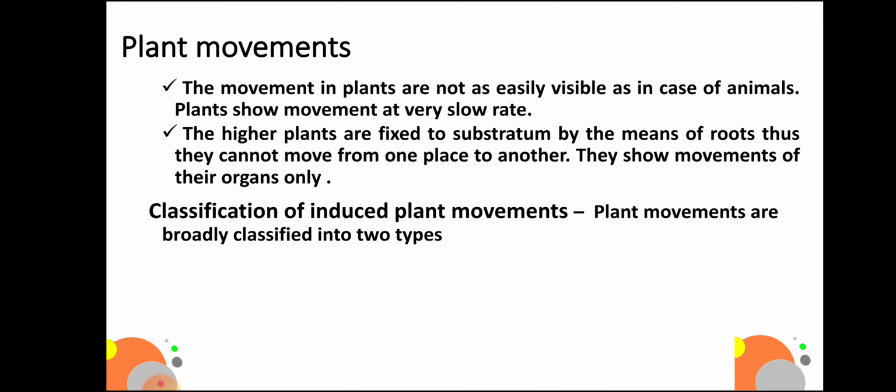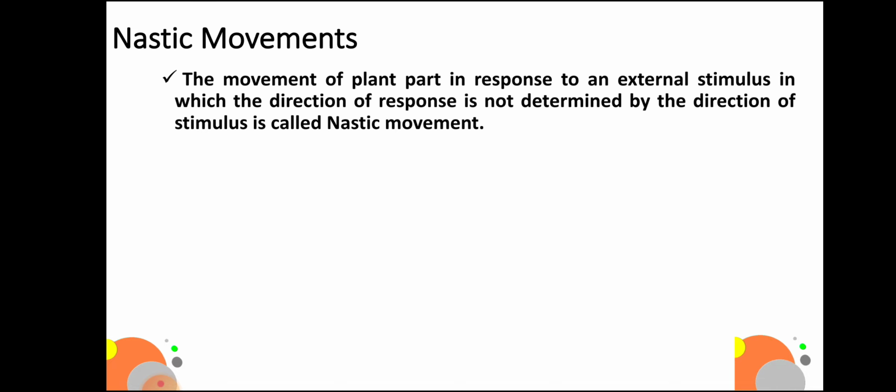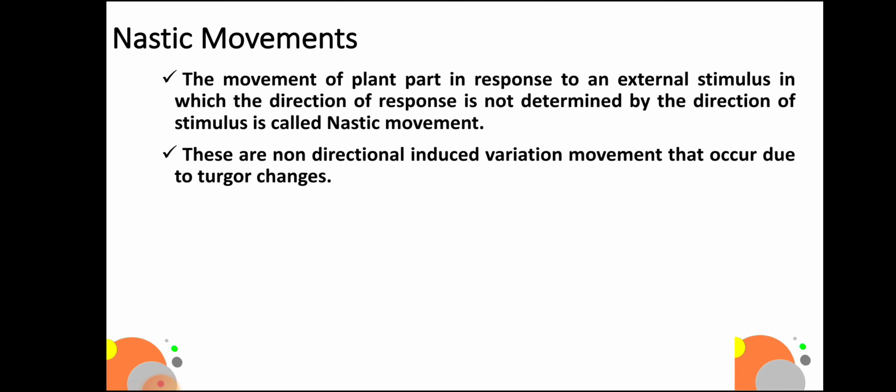Plant movements are classified into two types. These are nastic movements and tropic movements. First we'll take nastic movements. The movement of a plant part in response to an external stimulus in which the direction of response is not determined by the direction of stimulus is called nastic movement.